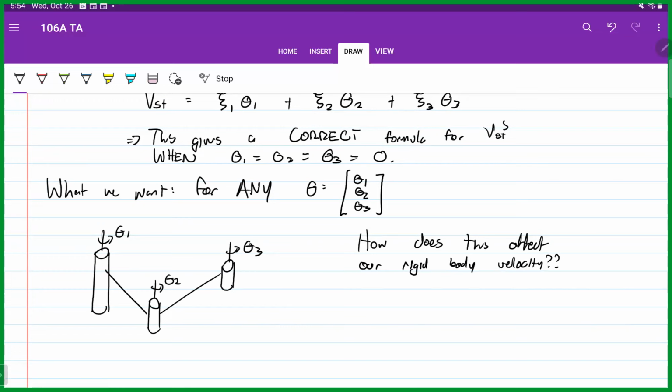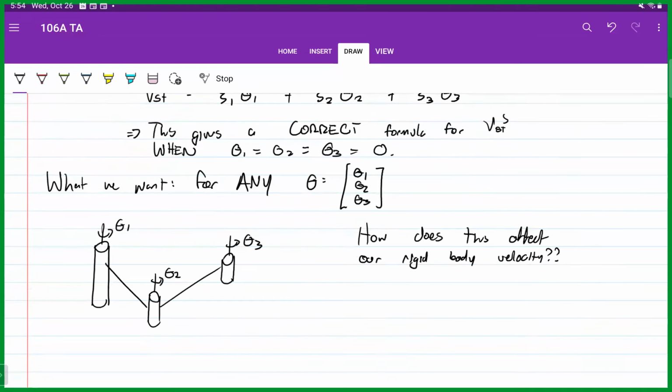Okay, so what are we going to do from here? Well, let's take a look at each of these twists and we'll see how they get affected by this change. So first off, let's look at this xi1. It's the one that's associated all the way with our first transformation. So what happens to xi1 as we move our robot?